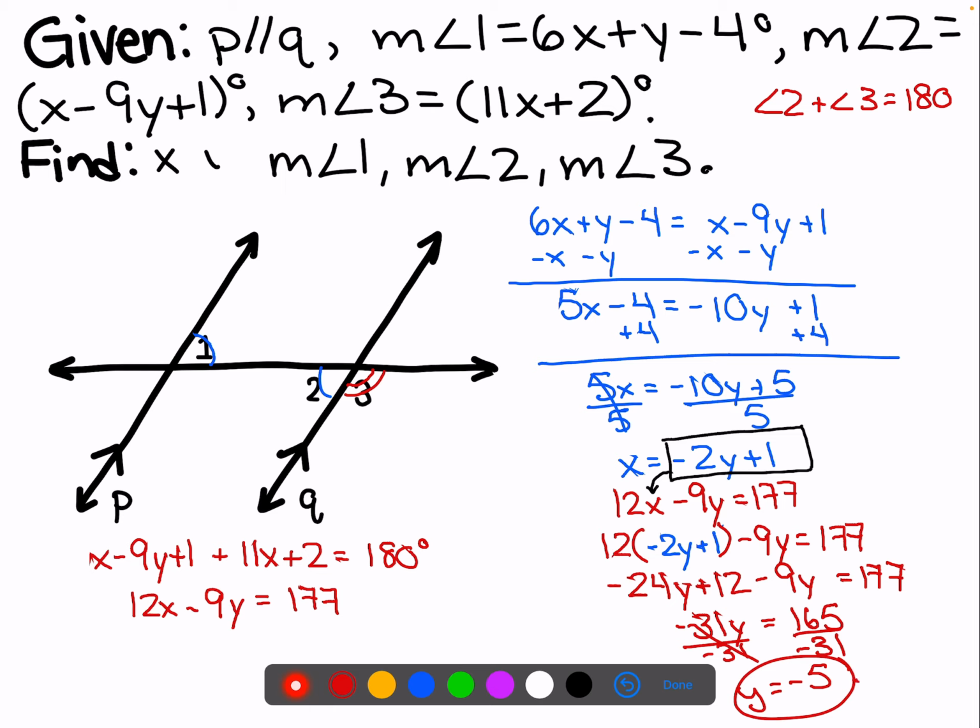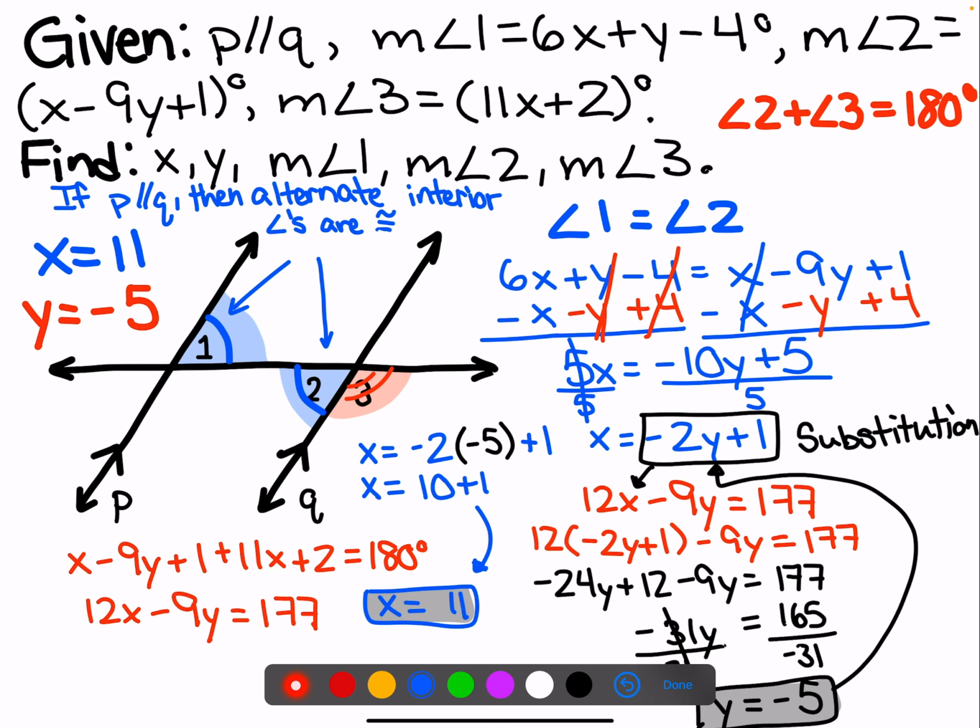Now that I know what y is, I'm going to plug it back in to find x. So to find x, we have x is equal to negative 2 times negative 5 plus 1. That'll give me 11. So x is equal to 11. So I now know that x is equal to 11. I now know that y is equal to negative 5. I can plug back in, find angle 1, find angle 2, and find angle 3.